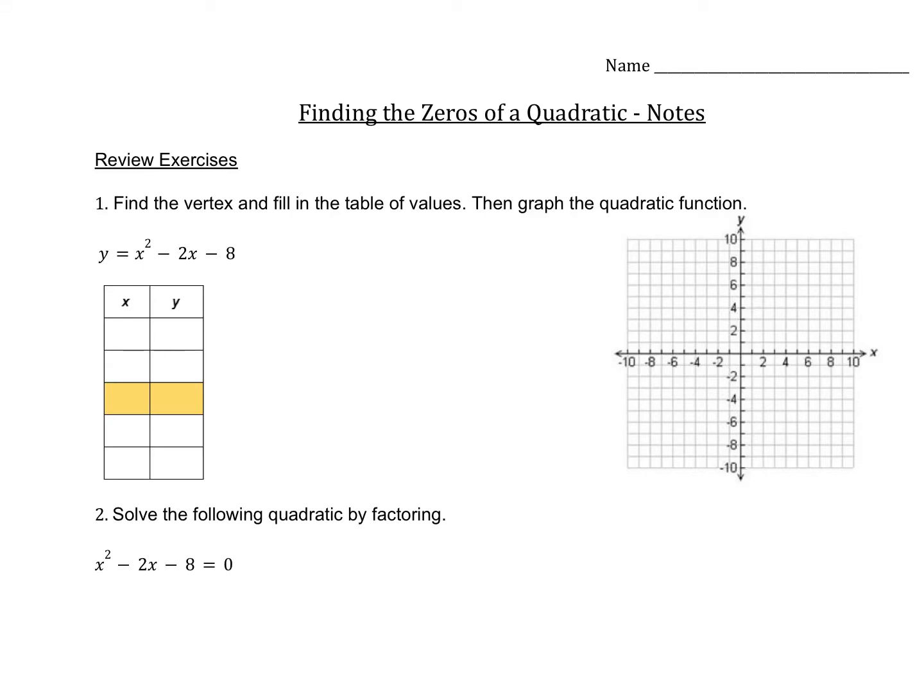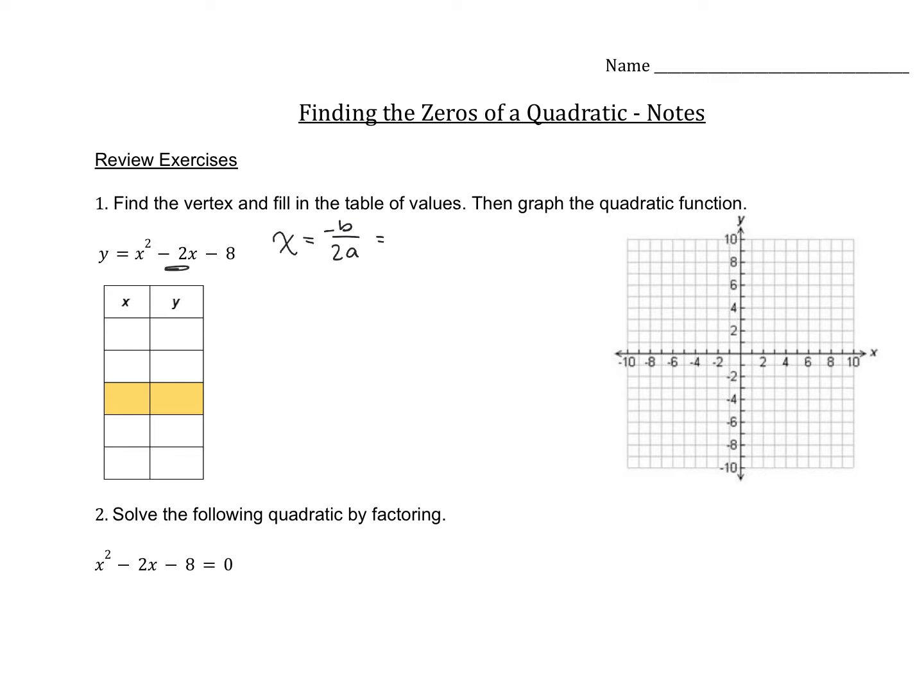In this video, we're going to be talking about finding the zeros of a quadratic function. And so let's review how to actually graph these quadratic functions. So remember, when I graph, the first thing I want to look for is my vertex. So I'm going to be using that formula negative b over 2a.